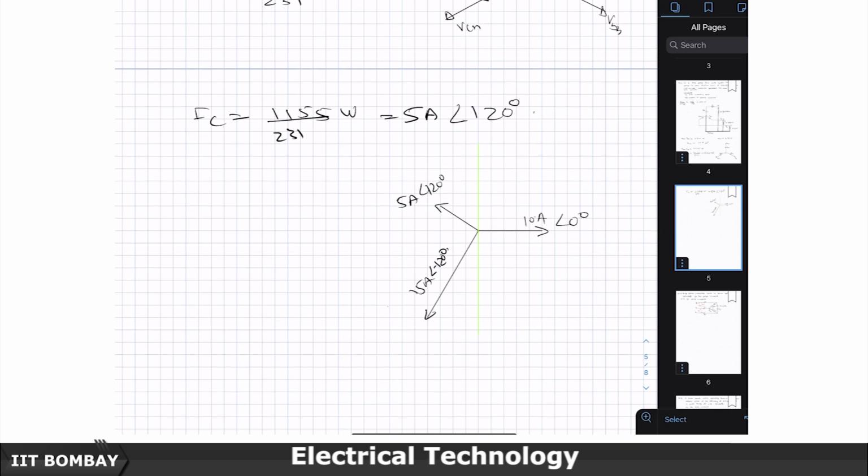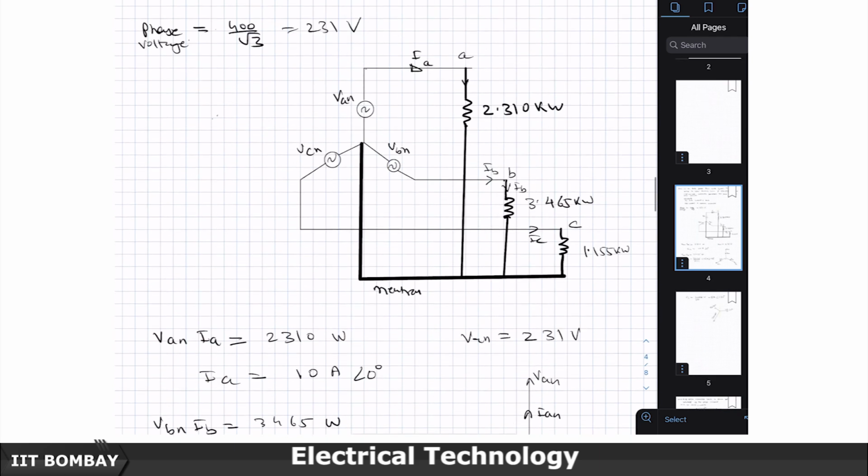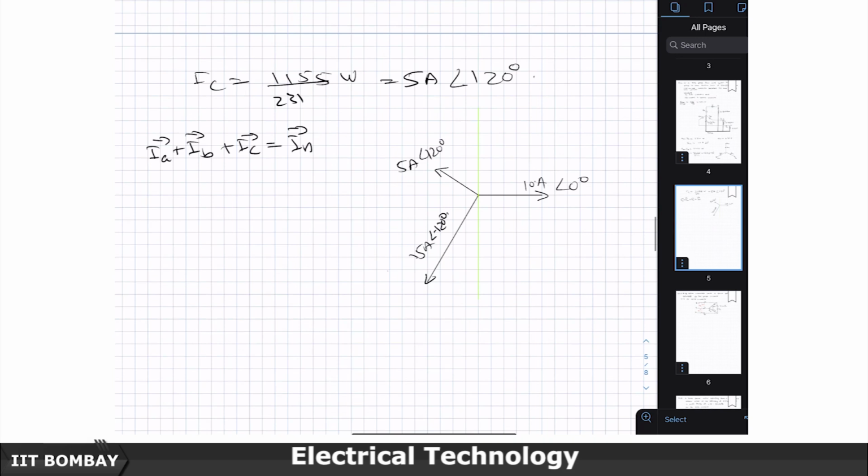So, now the neutral current is going to be I A plus I B plus I C. This is the neutral current. I A comes here, I B also joins here, I C also joins here, all of them return back from here, giving you a neutral current of I A plus I B plus I C, which is the neutral current I N. So, let us just calculate it.